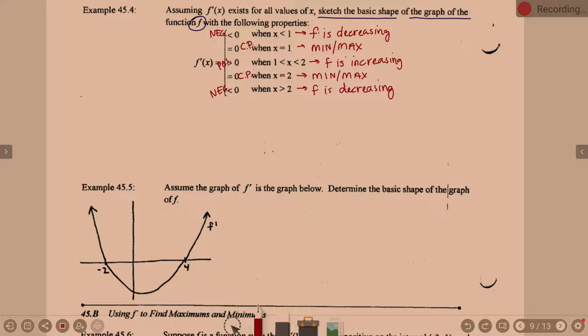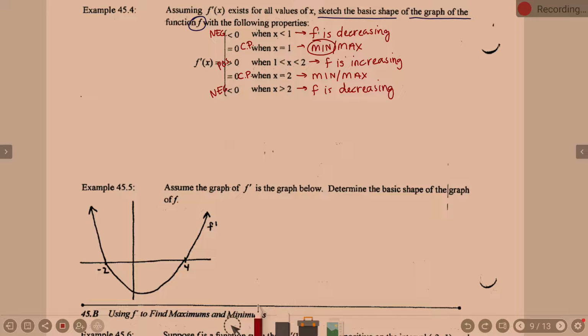Now, I said min or max. Based on what we're told, can you identify which it is? So at x equals 1, you're decreasing to the left of it and increasing to the right of it. So if you're decreasing into something and increasing out of it, it's going to have to be a min. Does that make sense? Just kind of draw it in your head, visualize.